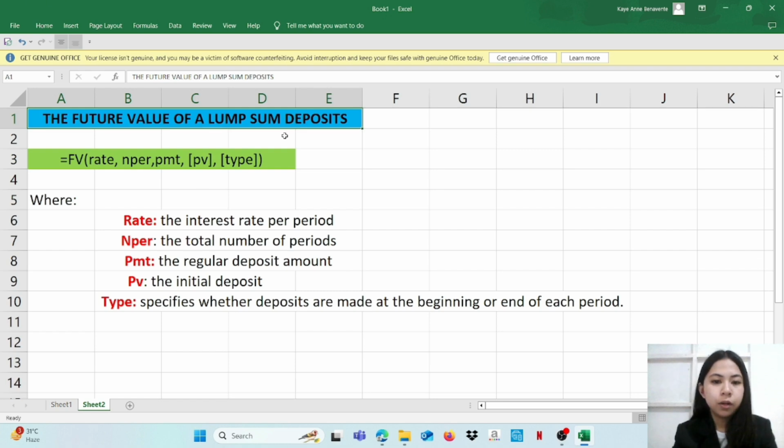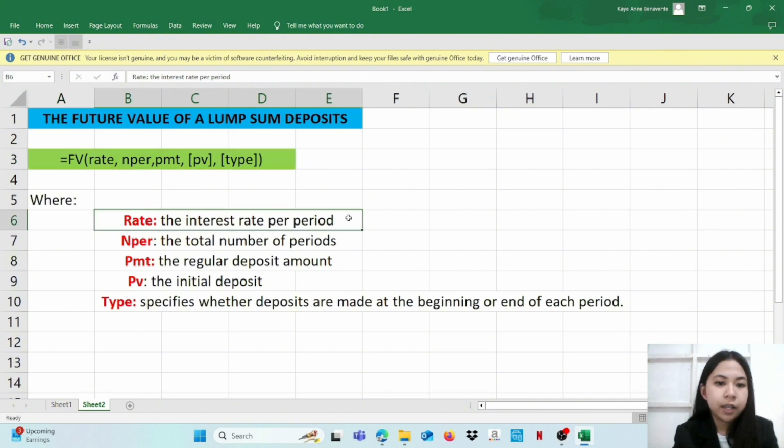So, as we all know, compound interest is the interest calculated on both the initial principal and all of the previously accumulated interest. So we are going to use the FV function of Excel to compute for the future value of lump sum deposits. So this is the formula: equals FV, open parenthesis, then rate, NPER, PMT, PV, type, then close parenthesis. This formula will help us to compute for the future value of lump sum deposits easier and faster.